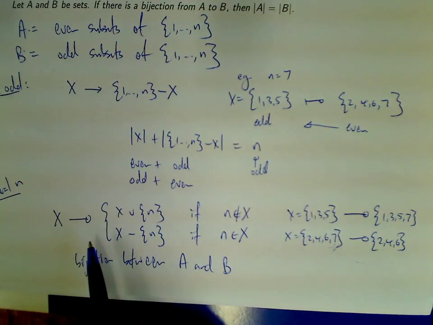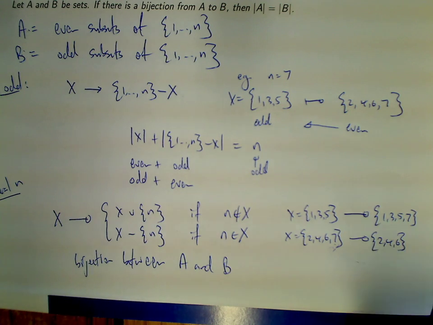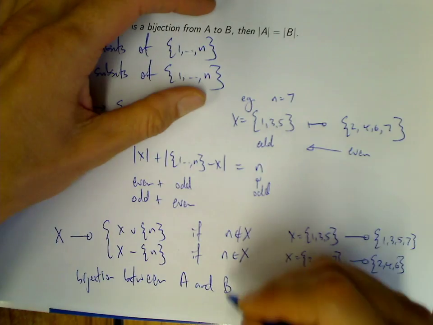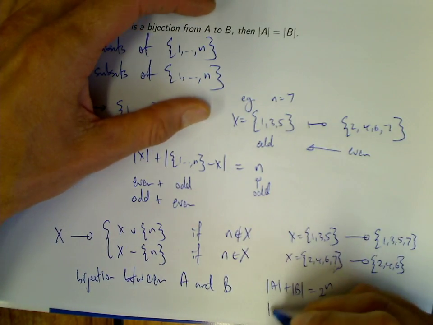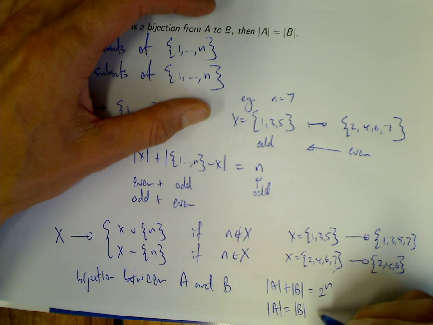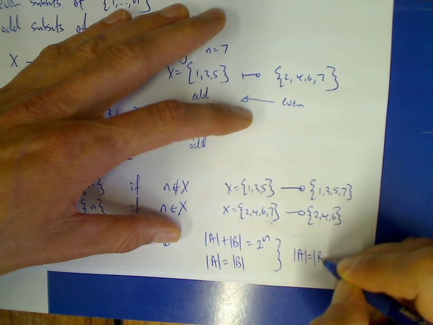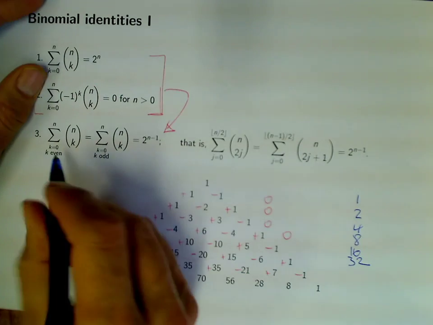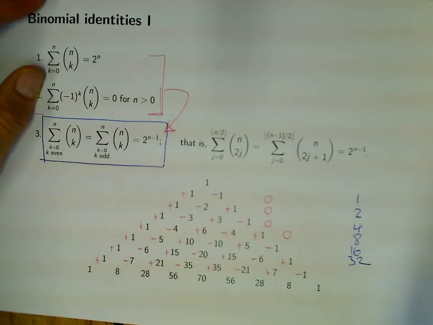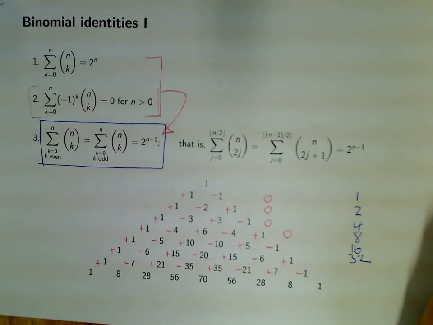Because we were able to construct a bijection between A and B, they have to have the same size. And because we know that the size of A plus the size of B is equal to 2 to the n, and the size of A is equal to the size of B, putting those two together tells us that the size of A is equal to the size of B is equal to 2 to the n minus 1. So that gives us the combinatorial way to arrive at this expression right here. That was the first of our videos on binomial identities, and we'll be back with more.